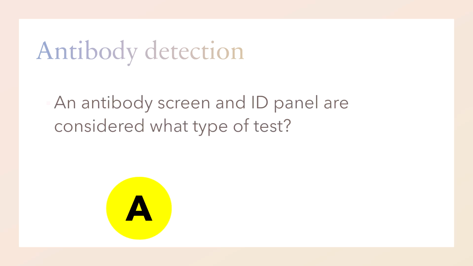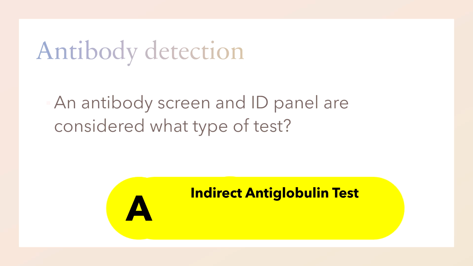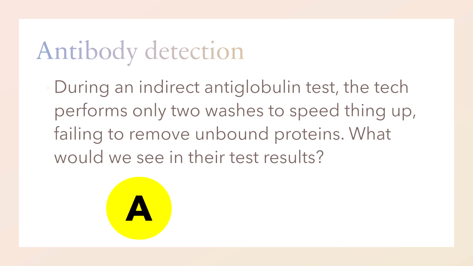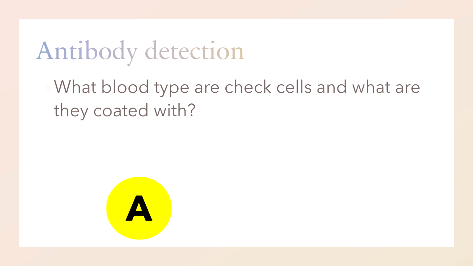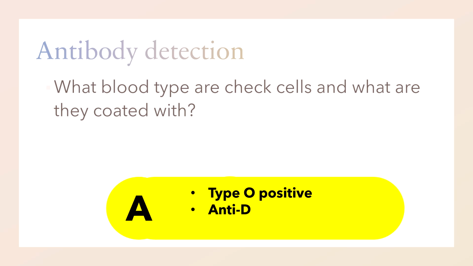Antibody detection. An antibody screen and ID panel are considered what type of test? An indirect antiglobulin test. During an indirect antiglobulin test, the tech performs only 2 washes to speed things up, failing to remove unbound proteins. What would we see in their test results? The check cells would not agglutinate and the test would be invalid. What blood type are check cells and what are they coated with? They are type O positive and they're coated with anti-D.